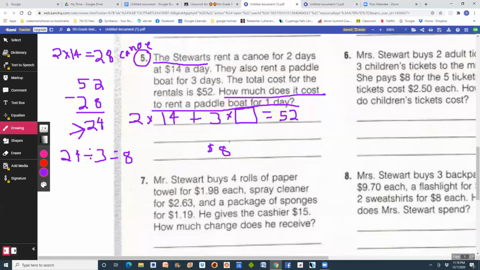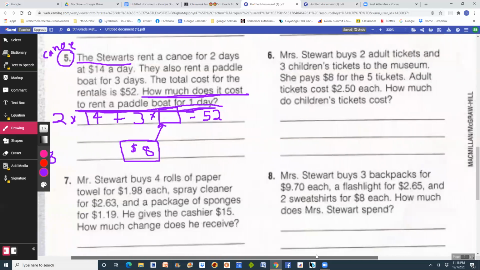$8. It's always a good idea to go back and see if your answer makes sense. So 2 times 14 is 28, and 3 times this 8 is 24. And if you add up 28 and 24, you do get the $52. But they wanted to know how much to rent the paddle boat for 1 day. Okay, I realize that's quite a lot of thinking involved in there.